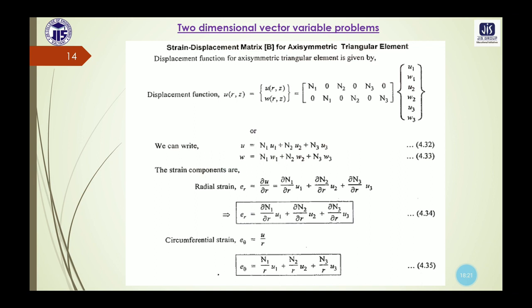Next we have the strain displacement matrix, that is B, for the axisymmetric triangular element. The displacement function for the axisymmetric triangular element that we have discussed just now, u(r,z), is a column matrix of u(r,z) and w(r,z), equal to a 2 by 6 matrix multiplied by a column matrix. Or we can write u equals n1 u1 plus n2 u2 plus n3 u3, which is equation number 4.32, and w equals n1 w1 plus n2 w2 plus n3 w3, which is our equation number 4.33.